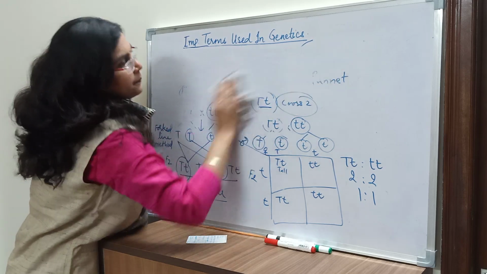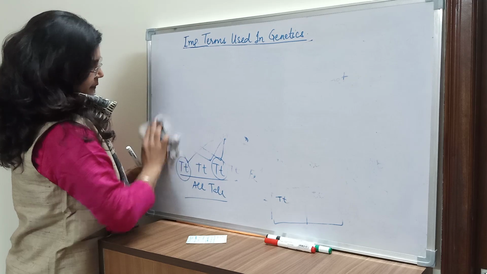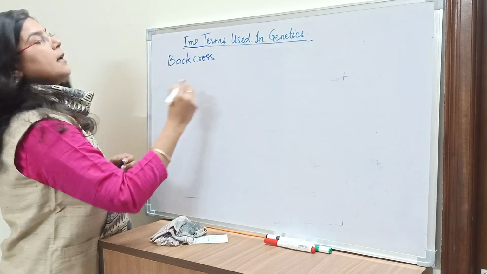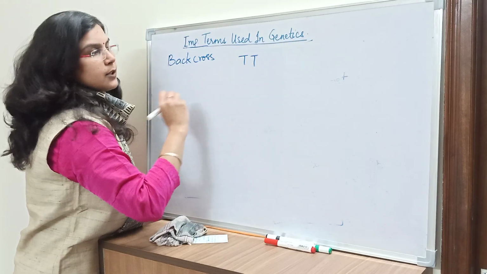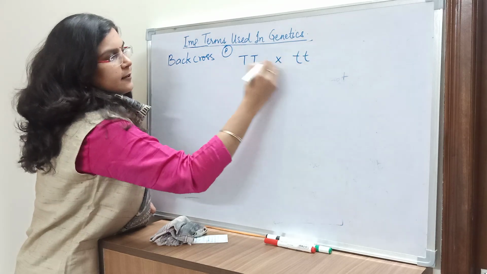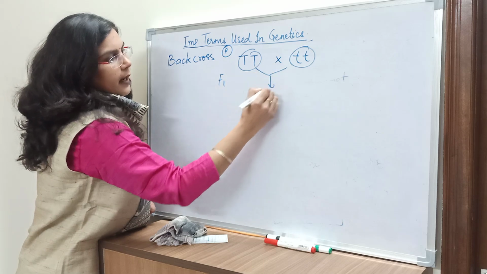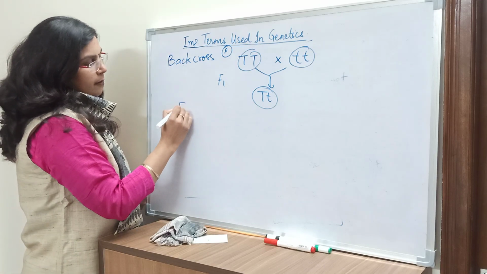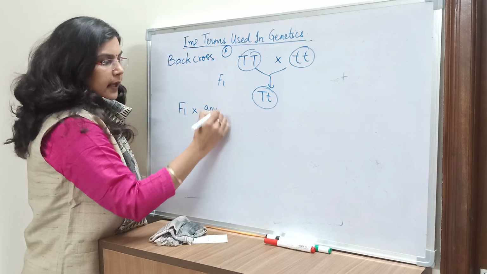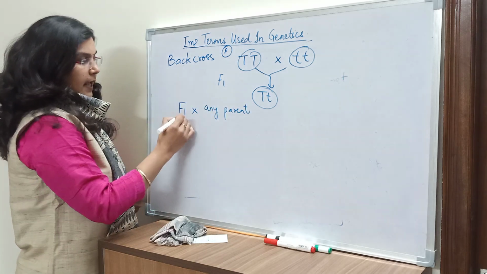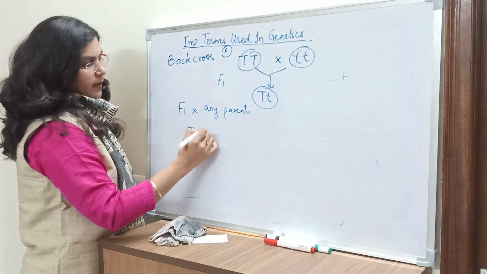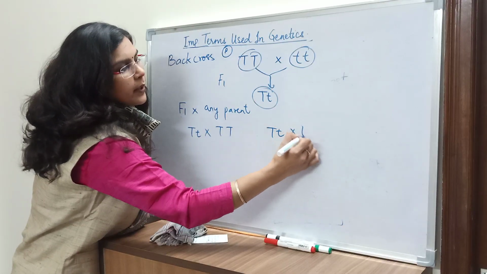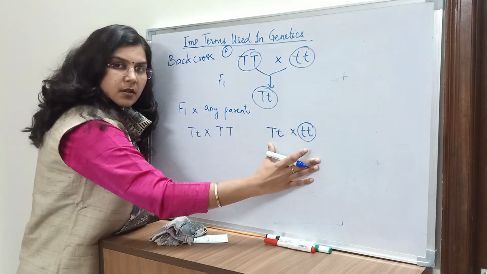Now, what is a back cross? Again, the gene is height. Suppose I cross a homozygous tall parent with a homozygous recessive parent, and in the F1 generation I get a heterozygous tall individual. So a back cross is one where the F1 genotype is crossed to any parent. You can cross the F1 either with the homozygous dominant parent, or I can cross the F1 with the homozygous recessive parent. So this constitutes the back cross.